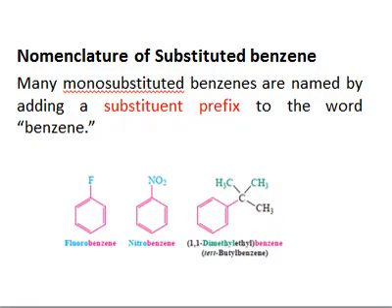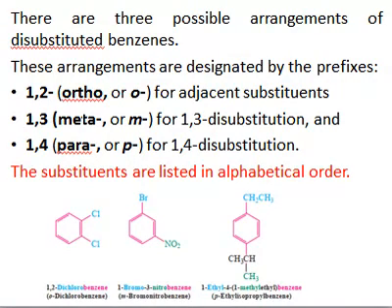The common name for this structure is tertiary butyl benzene, but the IUPAC name will be 1,1-dimethyl ethyl benzene. So this is the system if you are having monosubstituted benzene. In case you have disubstituted benzene, then the relative positions of the substituents are represented in a different manner. If the 2 substituents are on adjacent carbons, like this chlorine and chlorine, we say the substituents have a 1-2 relationship because one is on carbon 1 and another is on carbon 2, and these substituents are said to be ortho to each other.